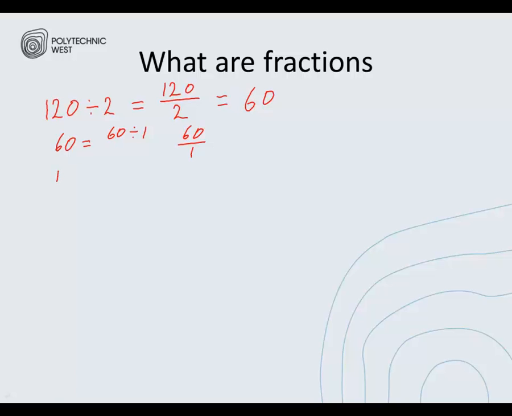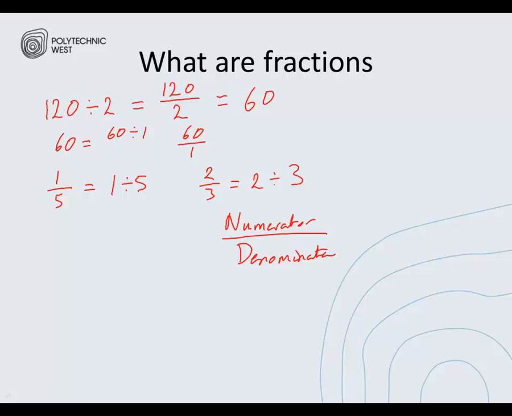We're more used to the proper fractions, as the mathematicians call them, which are fractions that are less than 1. 1 over 5 is actually 1 divided by 5. And 2 over 3 is actually 2 divided by 3. Mathematicians like to use long words, and they call the bit on the top the numerator, and they call the bit underneath the denominator. I prefer to call them the bit on the top and the bit on the bottom.